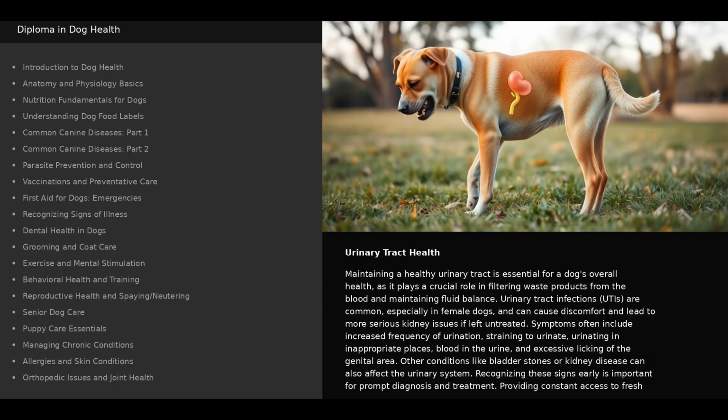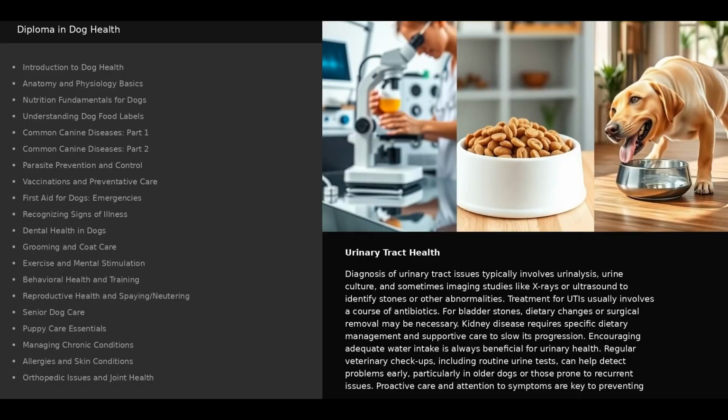Other conditions like bladder stones or kidney disease can also affect the urinary system. Recognizing these signs early is important for prompt diagnosis and treatment. Providing constant access to fresh water helps promote healthy urinary function. Diagnosis of urinary tract issues typically involves urinalysis, urine culture, and sometimes imaging studies like X-rays or ultrasound to identify stones or other abnormalities. Treatment for UTIs usually involves a course of antibiotics.